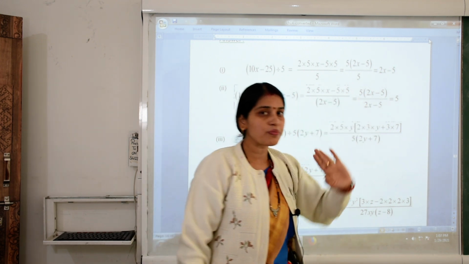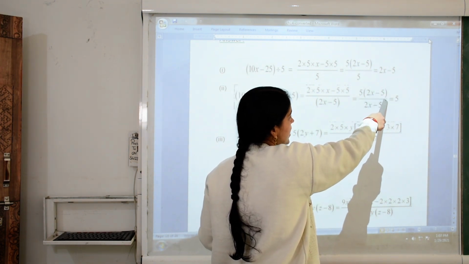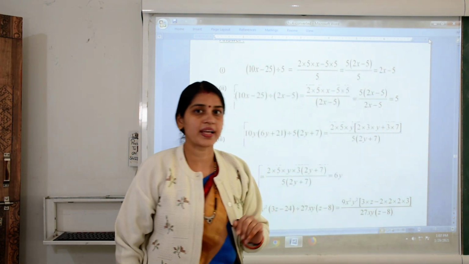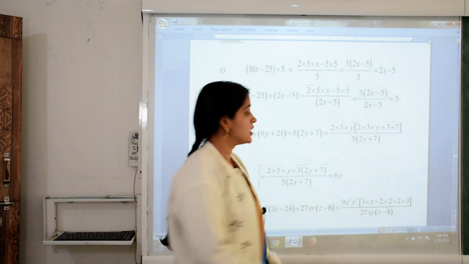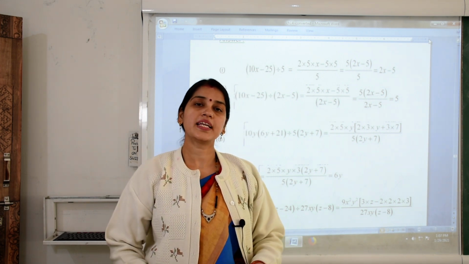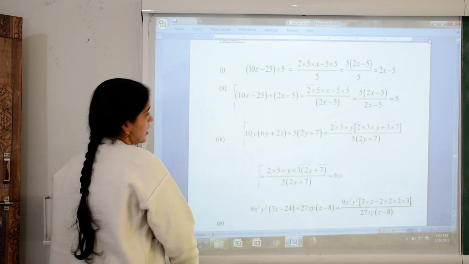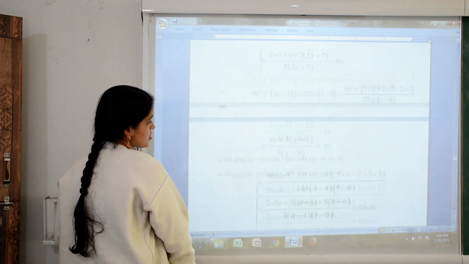Now it is in product form. So this 2x minus 5 and this 2x minus 5 both get cut. So left here is 5, and 5 is the required answer. Okay, so in this way you have to solve this question.